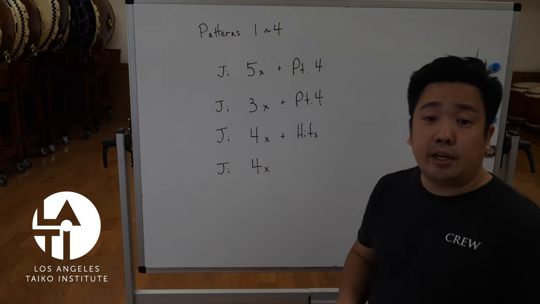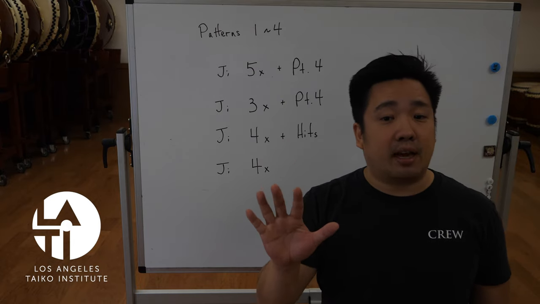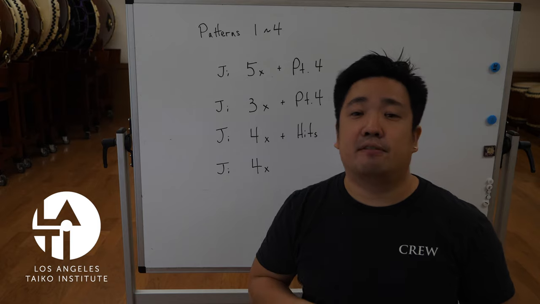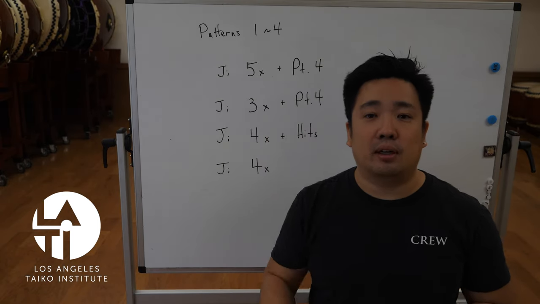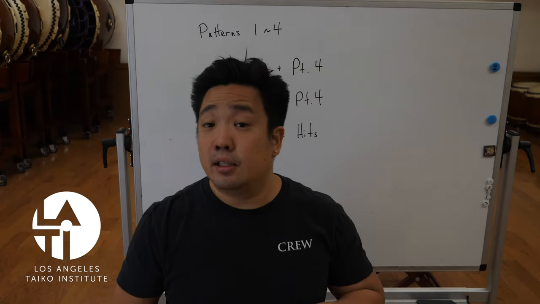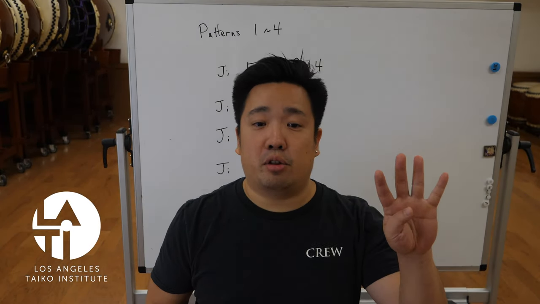Now this line, you're going to play the G a total of 5 times. The last note of the 4th one and the first note of the 5th one are going to be played on the drum head instead of the rim. Okay, so let's first focus on the 4th one.